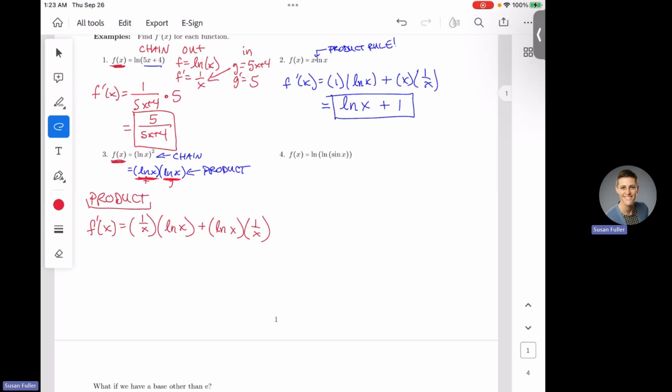So notice what I have here is ln x over x plus another ln x over x. When I combine those, I get 2 ln x's over x. And that is my derivative. If you did the chain rule, you would get the same thing. We've got stuff squared. The derivative of stuff squared is 2 times your stuff. So that would be 2 times the ln of x times the derivative of your stuff, which would be 1 over x. And you would get 2 ln x times 1 over x, exactly the same function.